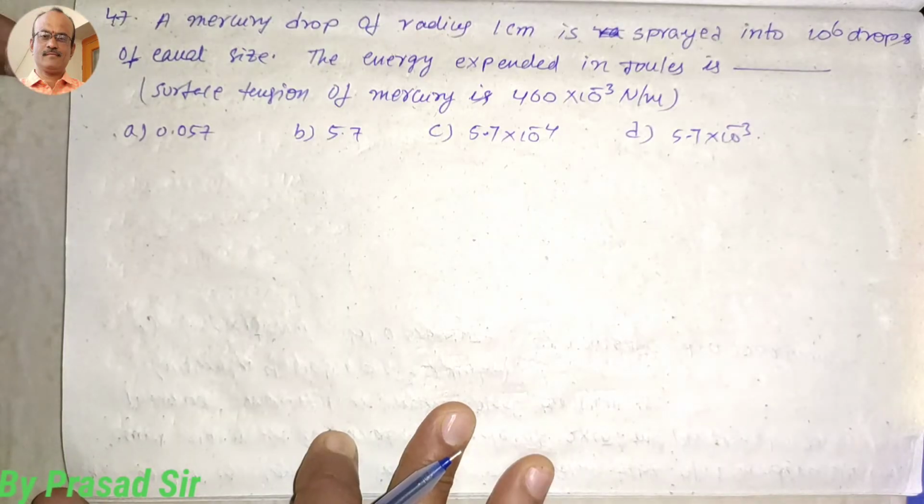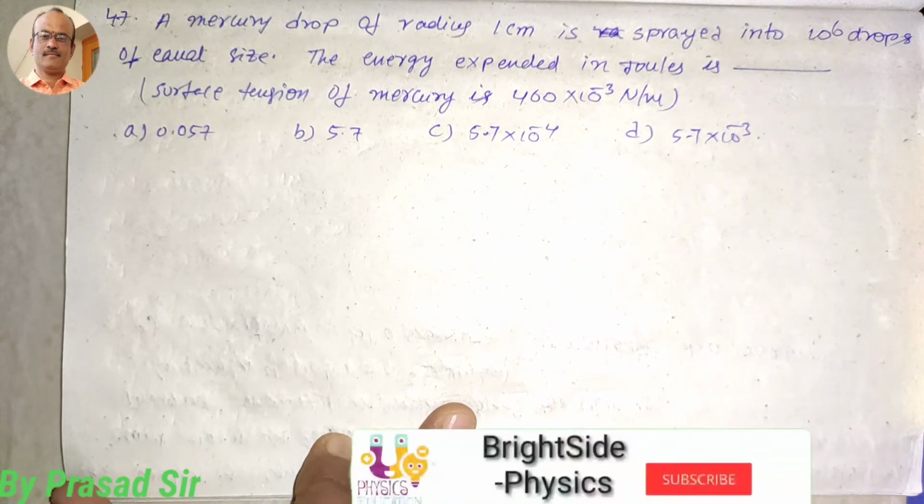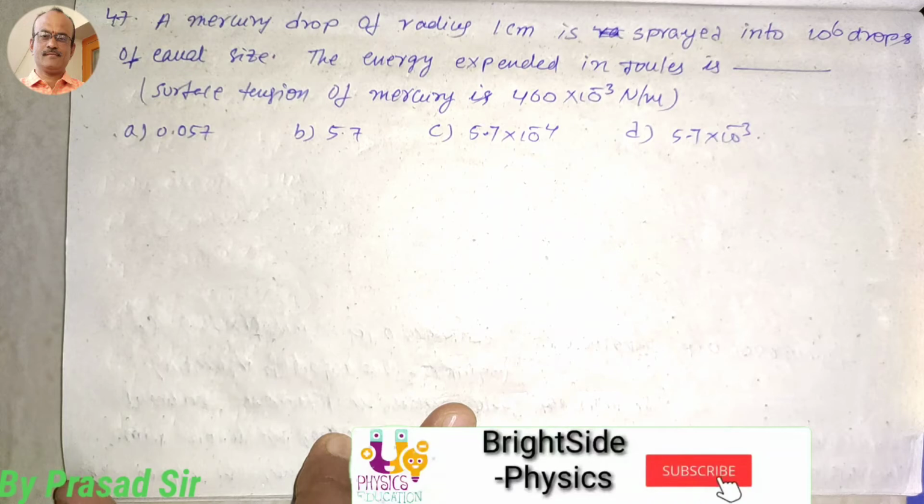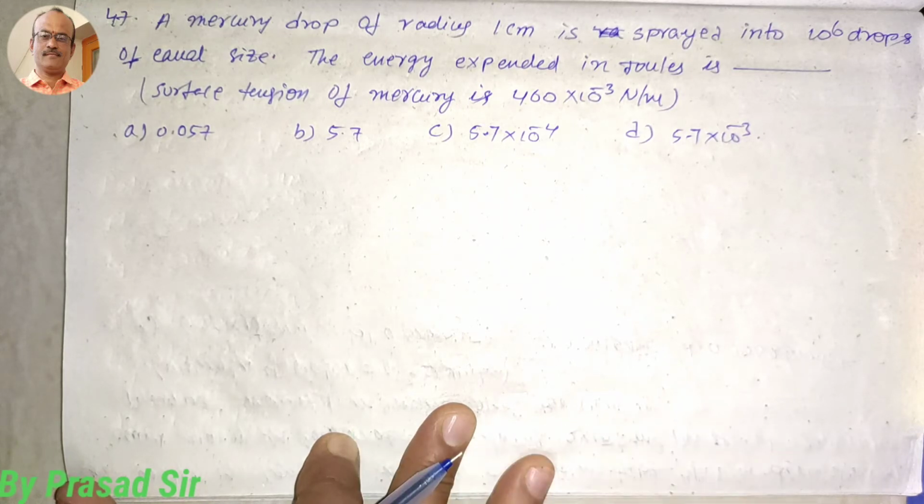Now the question number 47. A mercury drop of radius 1 centimeter is sprayed into 10 to the power of 6 drops of equal size. The energy expended in joules is, surface tension of mercury is given as 460 into 10 to the power of minus 3 newton per meter.